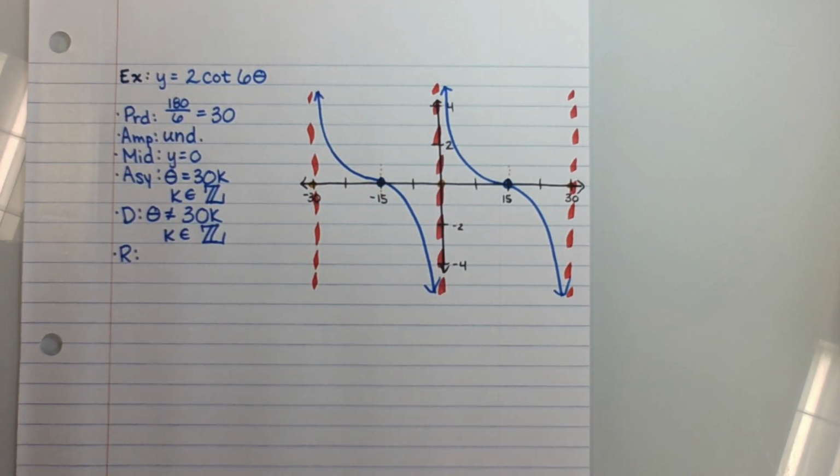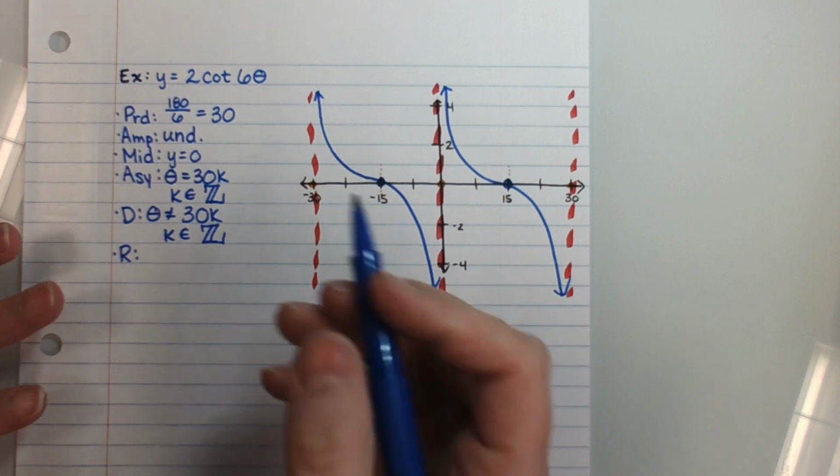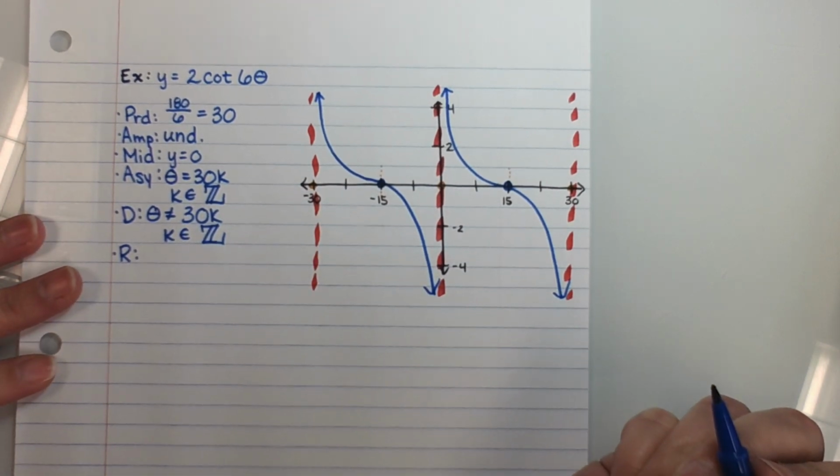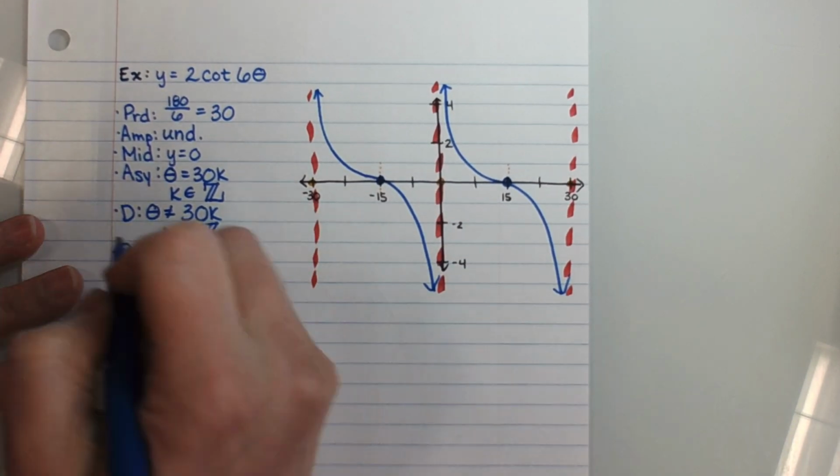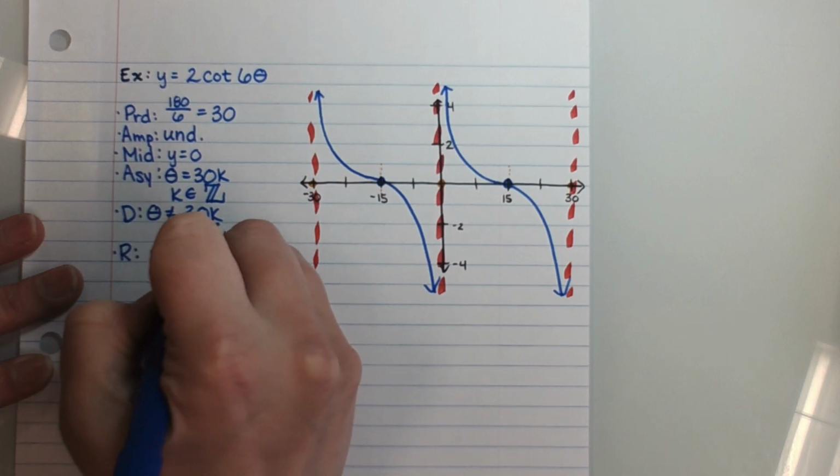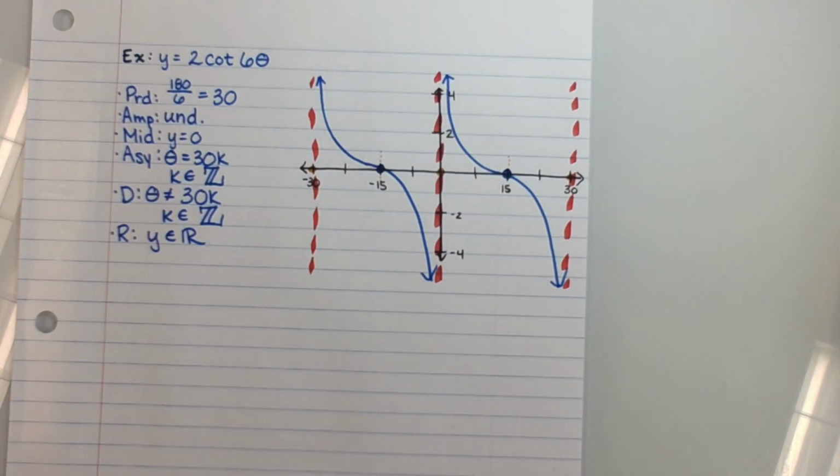What's my range for a cotangent function? All real numbers. Goes all the way up, goes all the way down, there's no gaps in the middle. If you're going to write the fancy version, you're not writing theta exists within the reals, you're writing y exists within the reals. Because range is y values, not theta values.